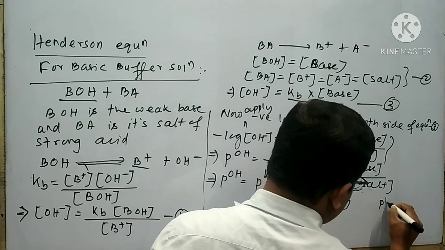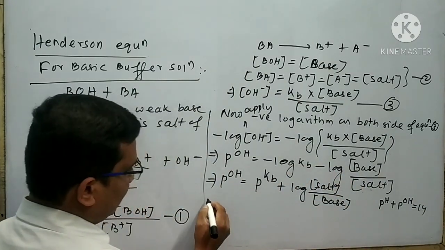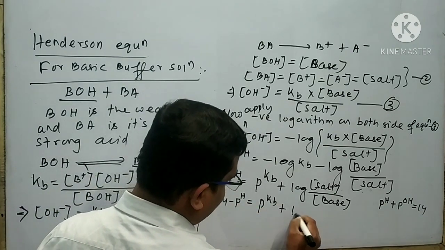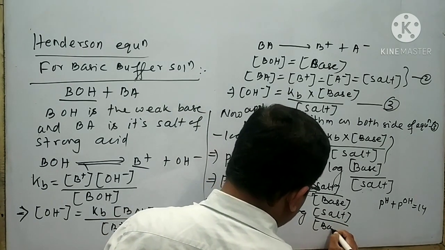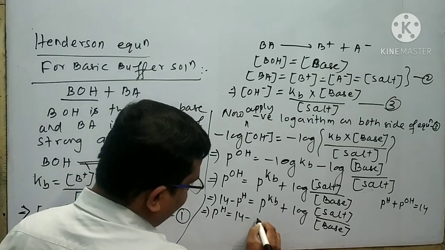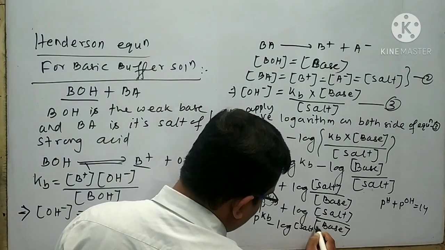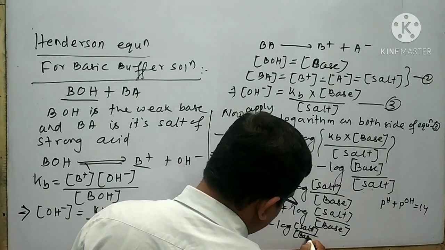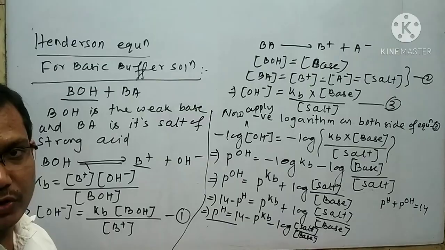We know that pH plus pOH equals 14. Now I can write 14 minus pH equals pKb plus log of concentration of salt divided by concentration of base. This implies that pH equals 14 minus pKb minus log of concentration of salt divided by concentration of base. This is the Henderson equation for basic buffer solution.